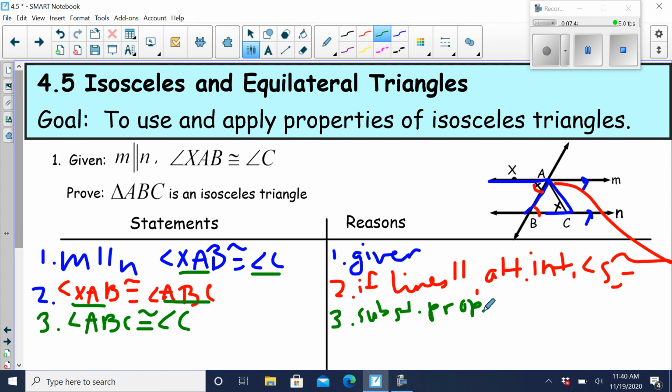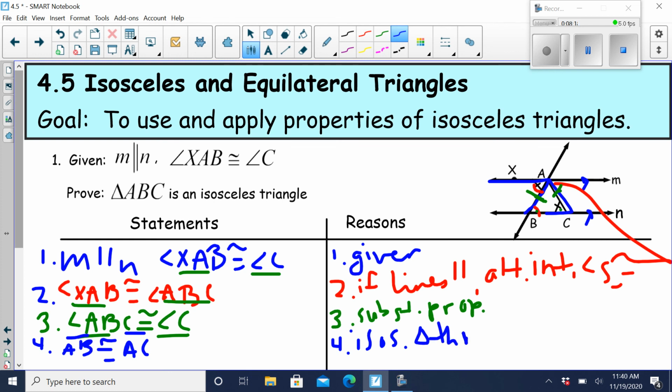Okay? From there, if I'm able to establish that I have two congruent angles, then I know that the sides opposite of them are congruent. So working in this triangle, I know AB has to be congruent to AC. So I'm going to state that for my step 4. I'm going to say that segment AB is congruent to segment AC. And my reason is going to be the isosceles triangle theorem, but this would be the converse. And the reason it's the converse is because we started with the congruent angles and then went to the sides.